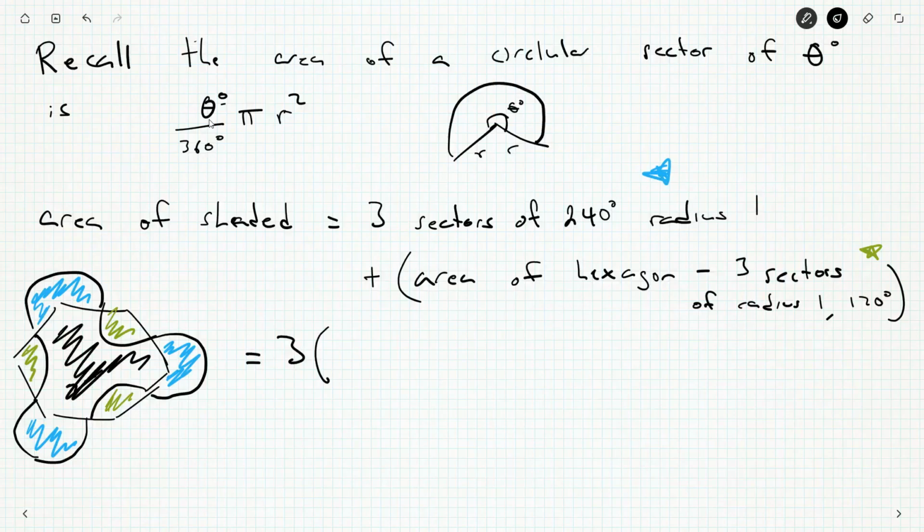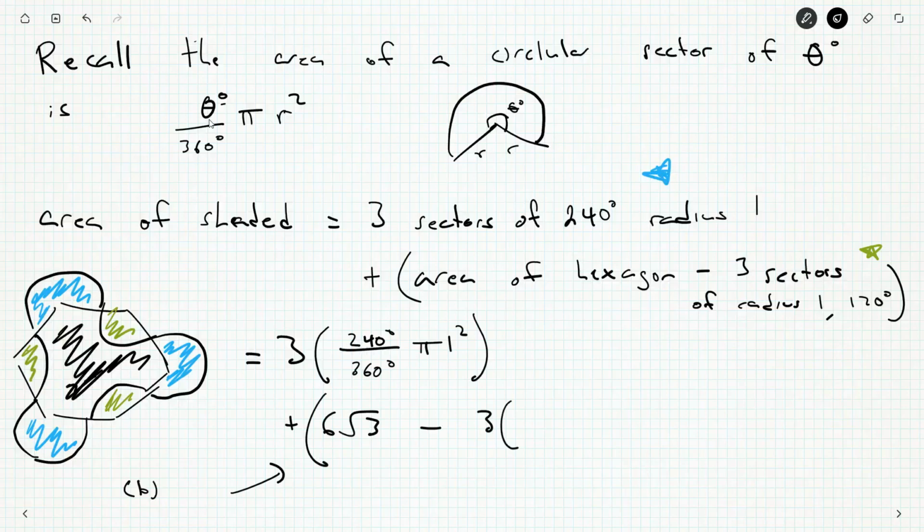So it's 3 times 240 degrees out of 360 degrees, pi r squared, plus, and this is where part B comes in, 6 root 3, minus, and then 3 sectors of 120 degrees, pi, again, the radius is 1 squared. Okay, and I do mention where you got your 6 root 3 from. You mention that it came from B. That way they just say, oh, they copied their answer from B. Even if you got B wrong, you're fine.